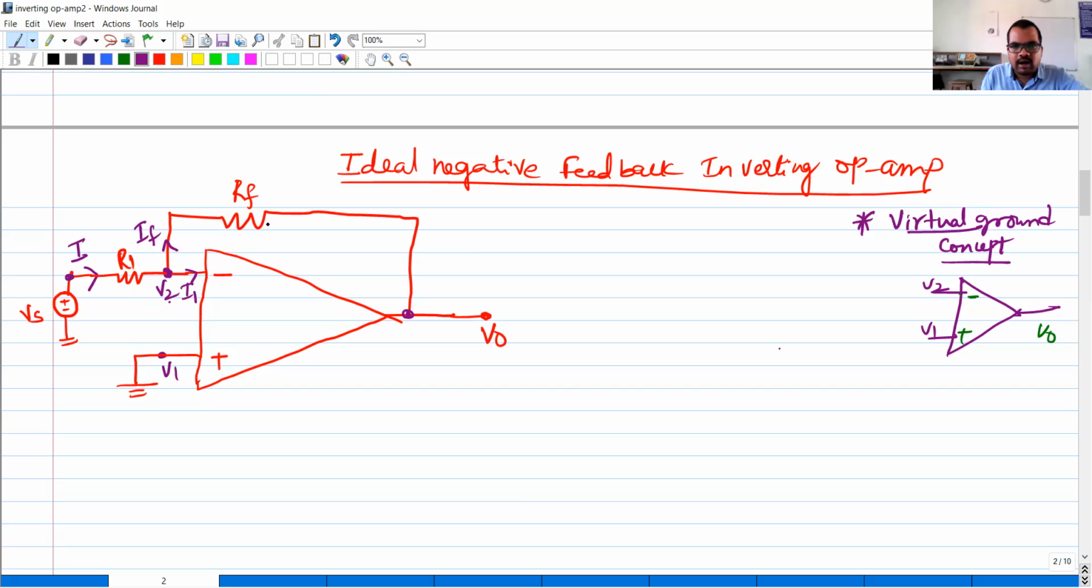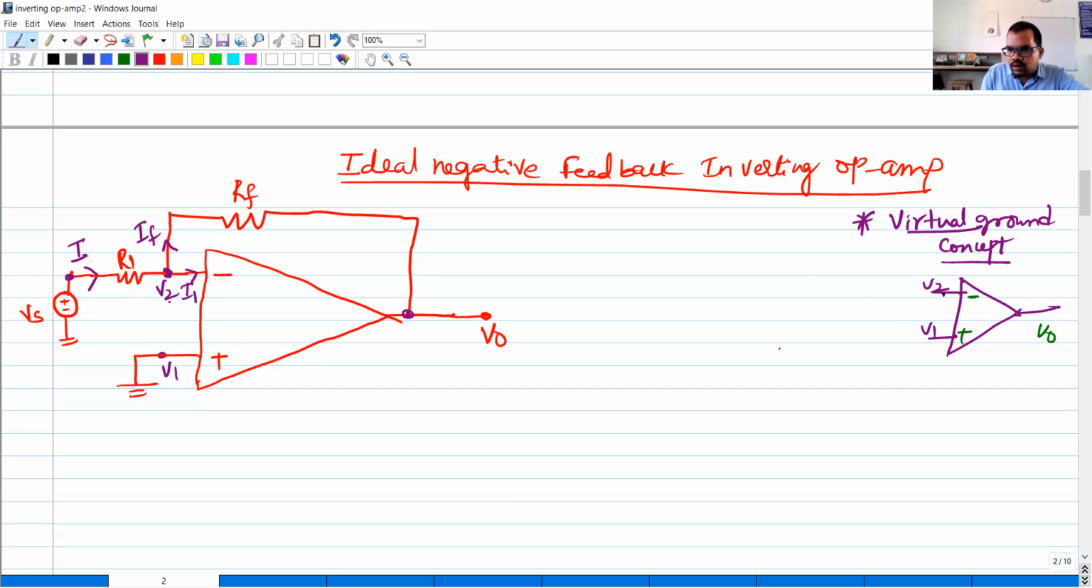Here we are using the feedback concept. Because the feedback is negative feedback, this operational amplifier is called an ideal negative feedback inverting operational amplifier. To know the operation of this operational amplifier, first we have to know about the virtual ground concept. What is the virtual ground concept? In an ideal operational amplifier, there are two input terminals V1 as well as V2. The voltage difference between these two input terminals should be zero.